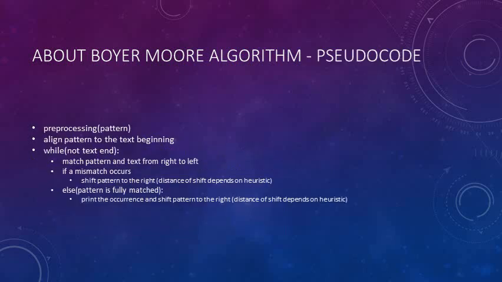We have the Boyer-Moore algorithm described here in pseudocode. So before the search even begins, pre-processing is necessary. The pre-processing is done on the pattern, so the algorithm remains online. The way it works is we align the pattern against the start of the text, and until we reach the end of the text we try to match the pattern with the text, and if a match or mismatch occurs we make a shift depending on the heuristics we use.